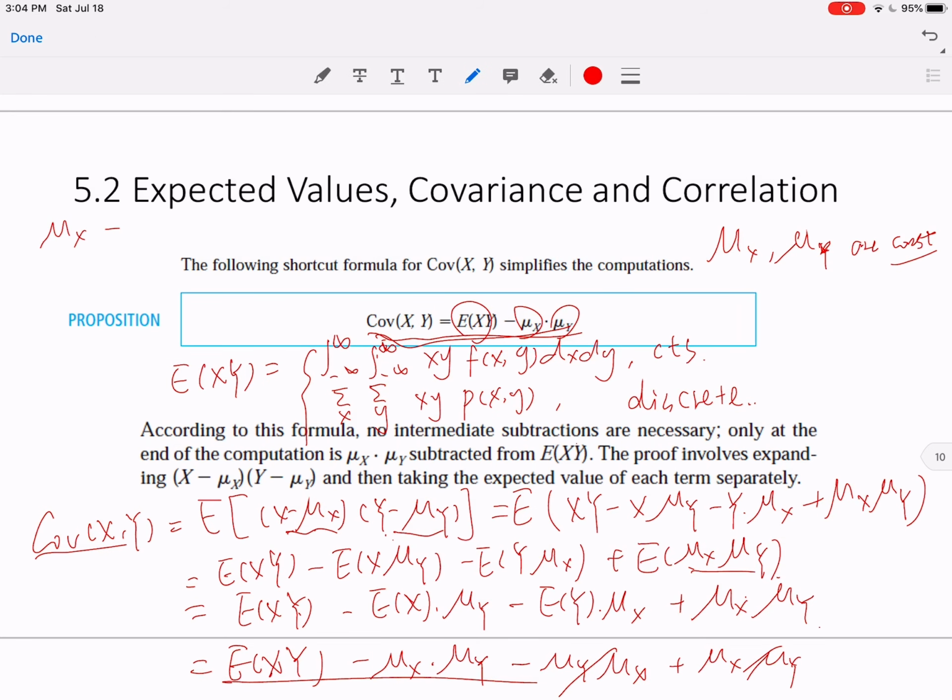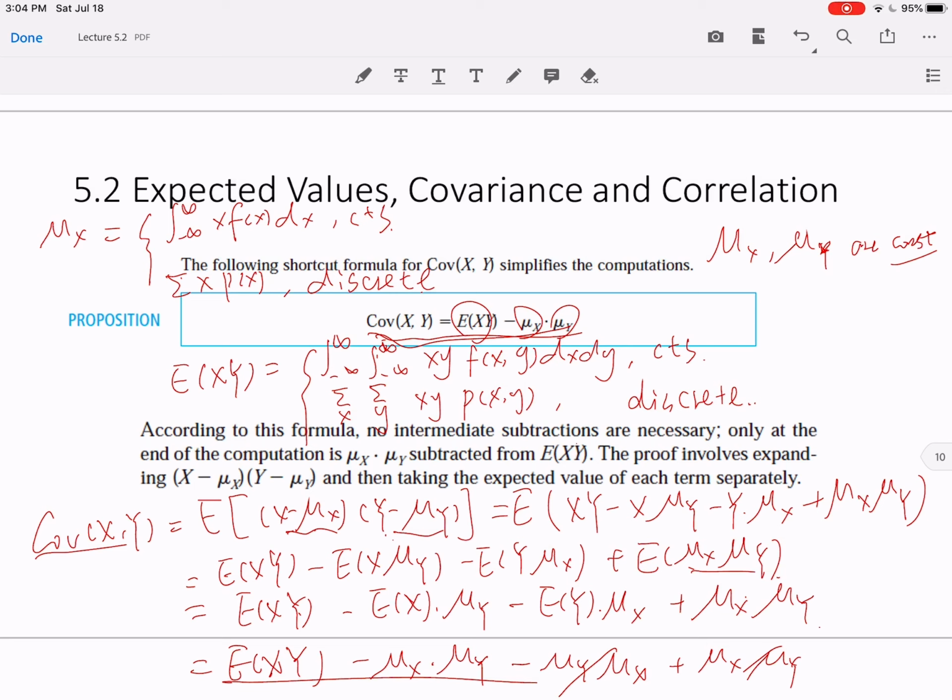And then of course, mu sub x would be equal to the integral from negative infinity to positive infinity of x f of x dx if continuous, and the sum over x of x times p of x for discrete. Of course, same thing for mu sub y, right? So we just need to figure out those 3 things separately, and we use E of XY minus the product of mu x mu y, so we get the covariance.